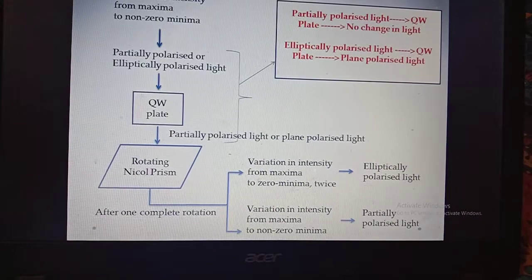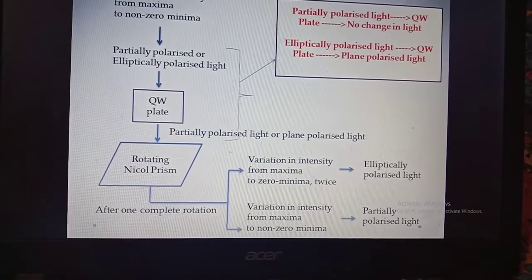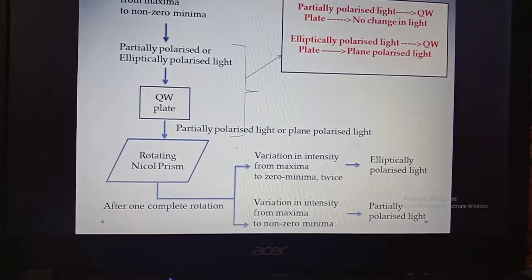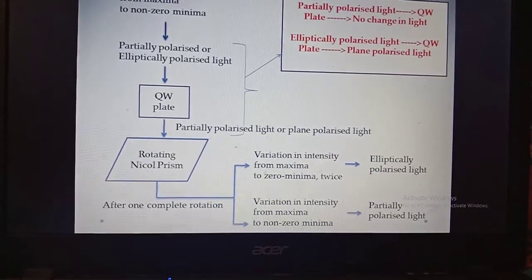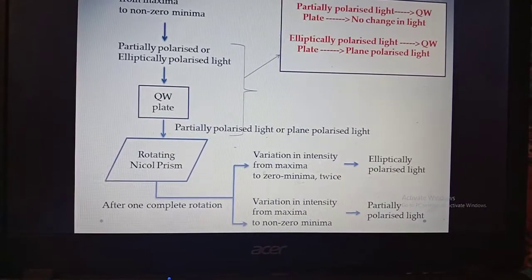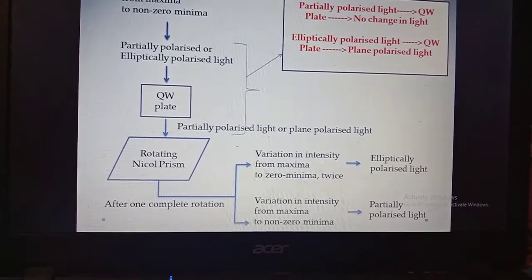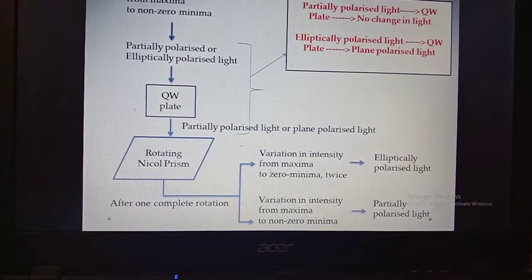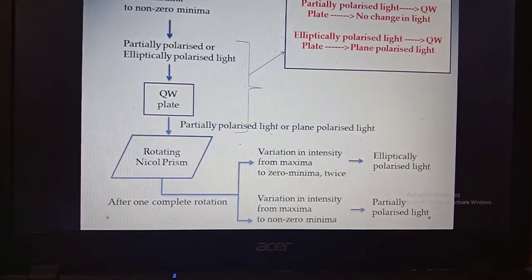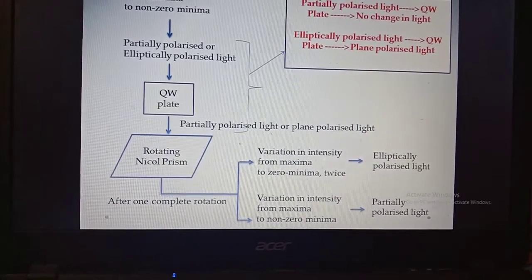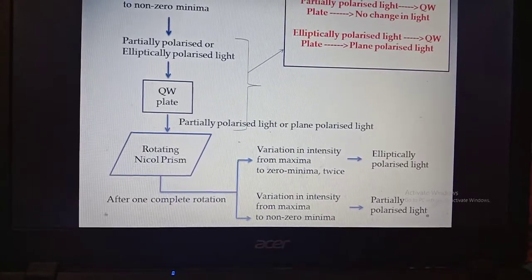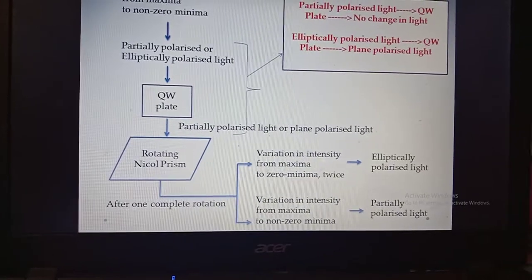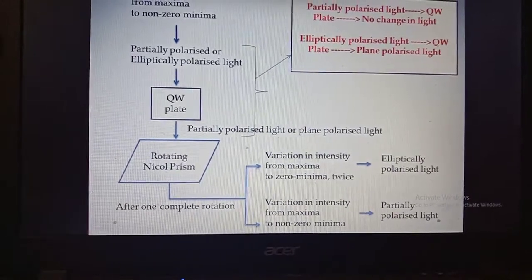So if we get the result variation in intensity from maxima to zero minima twice, that means the incident light will be elliptically polarized light. If we get the second result, that means variation in intensity from maxima to non-zero minima, this result is possible when partially polarized light is incident on a rotating Nicol prism. So the incident light or unknown light will be the partially polarized light.